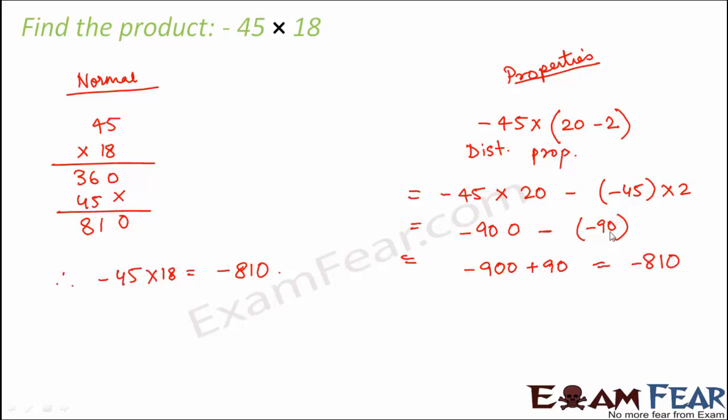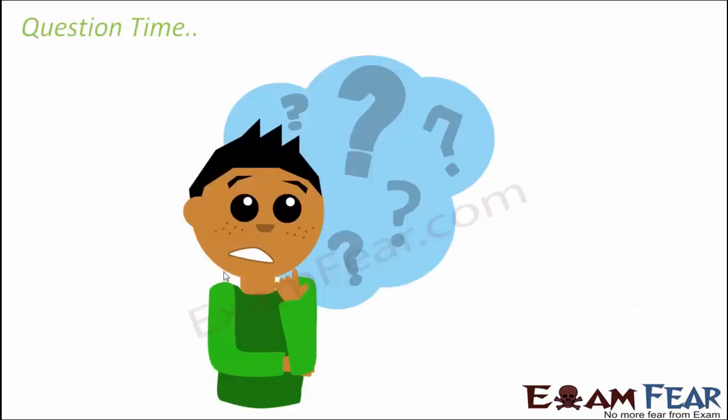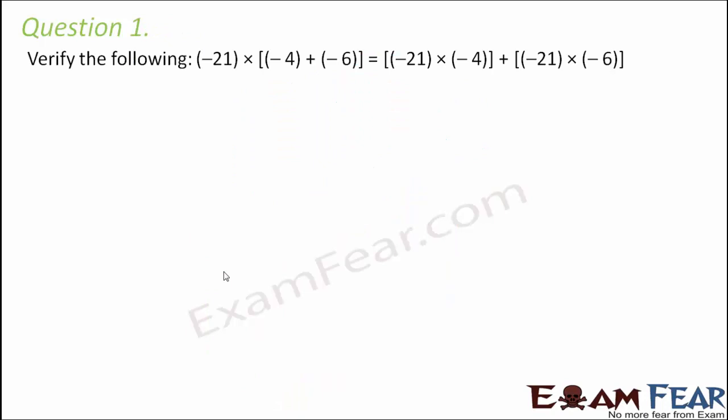So you see, in this case, you do not need to perform the traditional way of multiplication. Just by simplifying with the help of properties, you can solve it. So this is a far more easy way when compared to the normal method. So based on whatever we have learned about multiplication of integers using properties, we will look at some questions now.